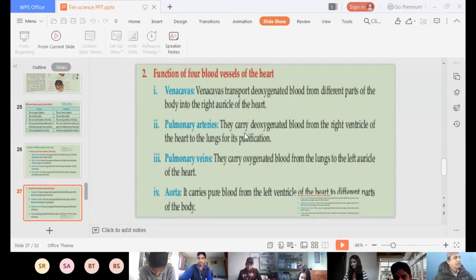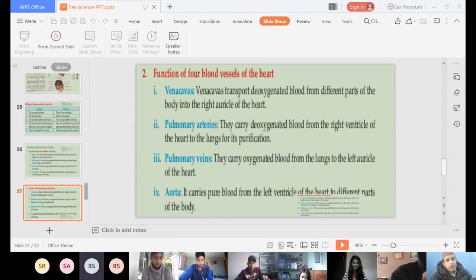Okay, can you see the screen, students? Yes, sir. What is shown there? Functions of blood vessels, functions of the four valves of the heart. At first we discuss functions of four chambers: right auricle, right ventricle, left auricle, left ventricle.